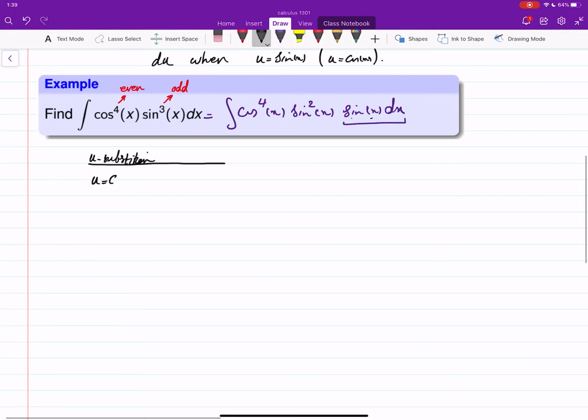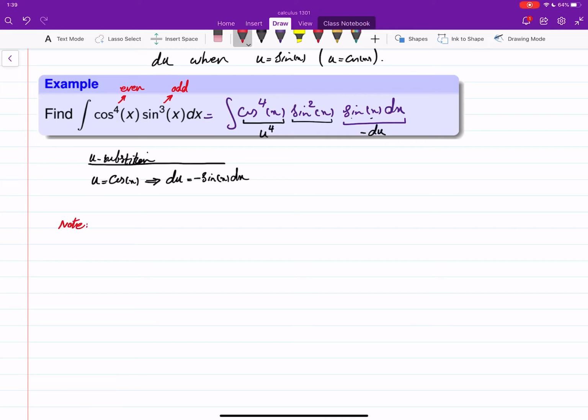Well, cosine x, it's not quite true that the derivative of cosine x is sine x, it's minus sine x. But that minus is not a big deal. So I can see that this piece is going to be minus du. And with that substitution, this will be u to the power 4. How about this piece here? This is not in terms of u. Well, there is a good thing there.